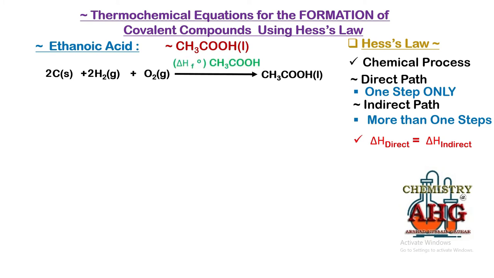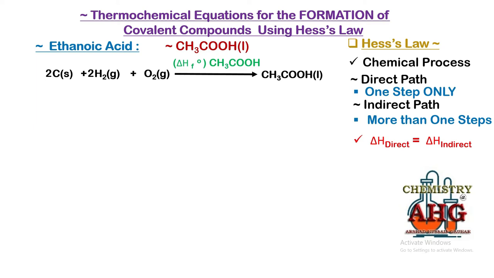So when we have introduced the enthalpy change label on this reaction arrow, now this reaction equation can be known as a thermochemical equation. So now you got the difference. What is the difference between a simple equation and a thermochemical equation? Now this equation has become a thermochemical equation and it is representing the direct path. Now let's write down thermochemical equations for the formation of ethanoic acid using the indirect path.